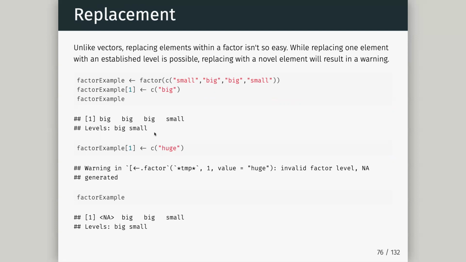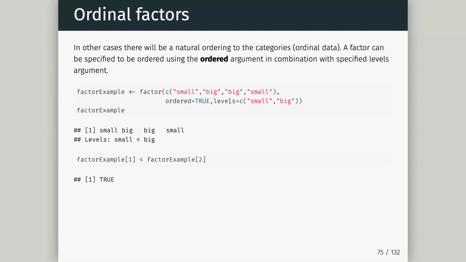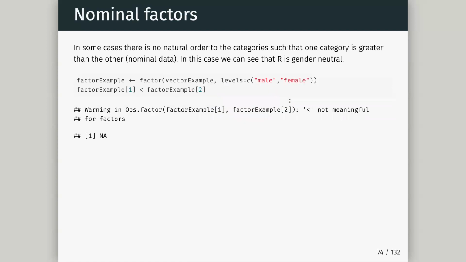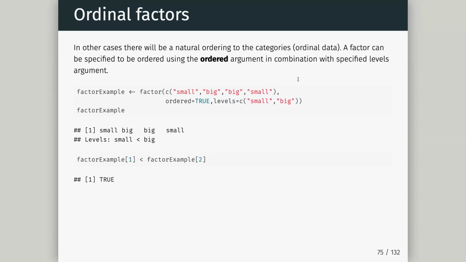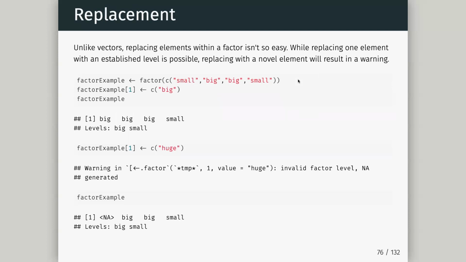I think something which is a big pain in factors, big pain in data frames which are built from factors, is this concept of replacement. So unlike vectors, replacing elements within a factor isn't as easy. And already we can see why. It's because we've told it the levels. So we've told it what to actually expect in this factor. We've told it at this point, there's just two, small and big. Right? When I was doing male and female, I was saying just two for male and female. Right? So actually replacing elements within a factor really isn't so easy.